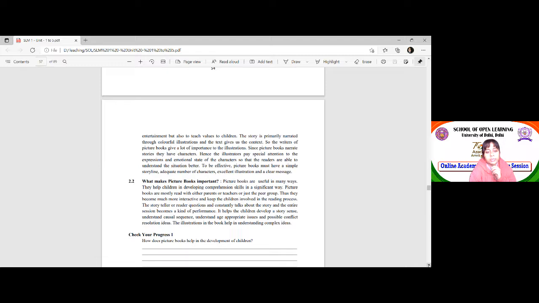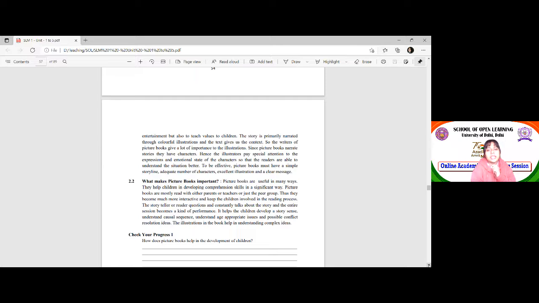Picture books are useful in many ways. They help children in developing comprehension skills to a significant extent. Picture books are mostly read with either parents or teachers or just the peer group. Thus, they become very much more interactive and keep the children involved in the reading process. The storyteller or reader questions and constantly talks about the story, and the entire session becomes a kind of performance.